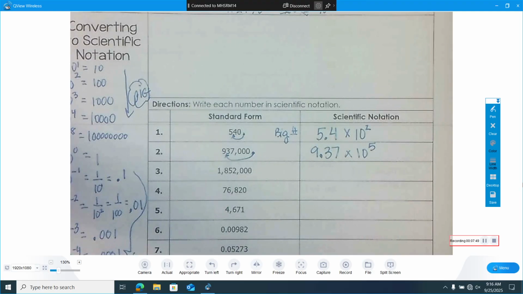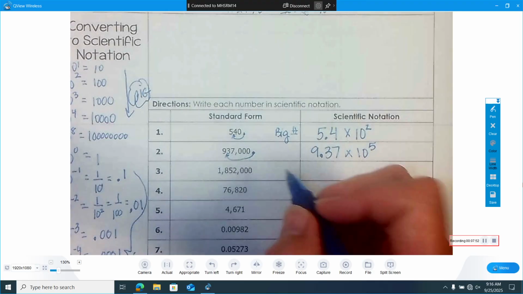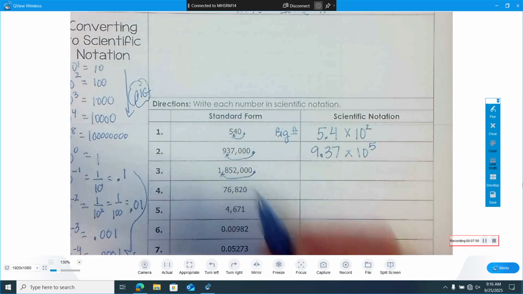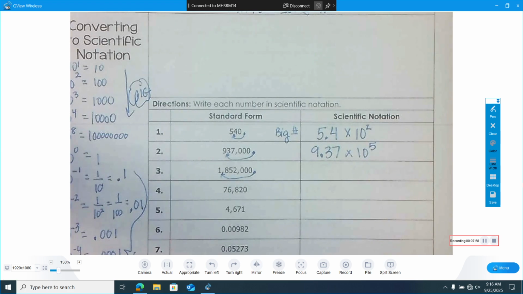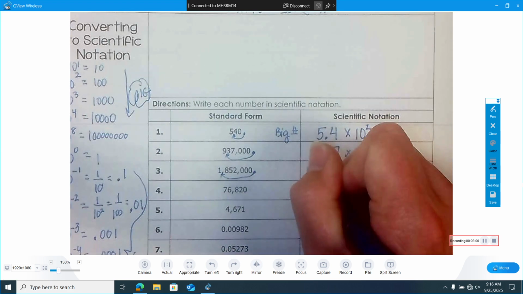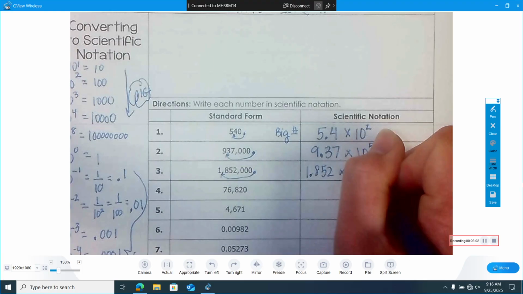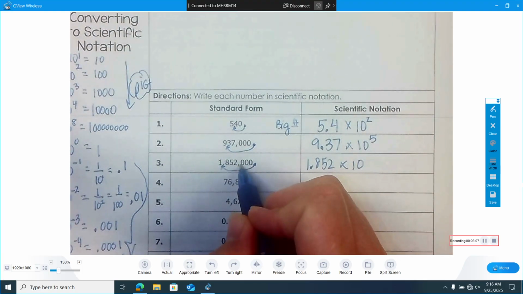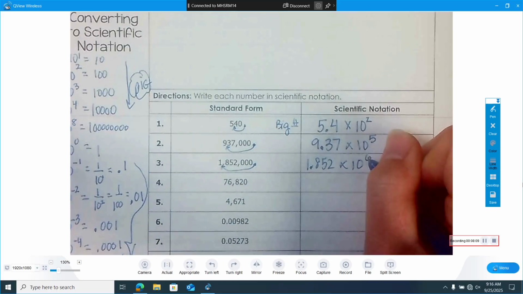All we're doing is relocating that decimal. All right. So again, my decimal starts on the right-hand side, and I have to move it way over here between the 1 and the 8. So I'm going to have 1.852 times 10 to what power? Yeah, let's see. 1, 2, 3, 4, 5, 6. That is fantastic. This is good.